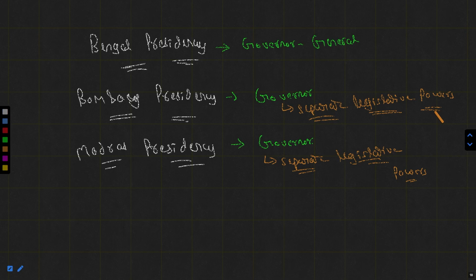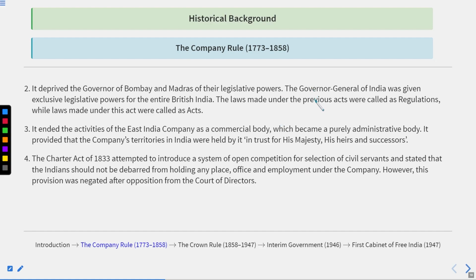All right. So that is the scenario before the Charter Act of 1833. But after the Charter Act of 1833, these powers were revoked. It means that the governors of Bombay and the Madras presidencies had been deprived of their powers of legislative nature. The governors of Bombay and Madras were no longer in the power to make separate rules and regulations.